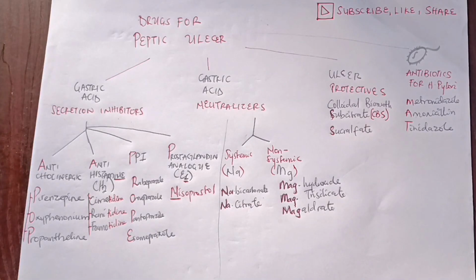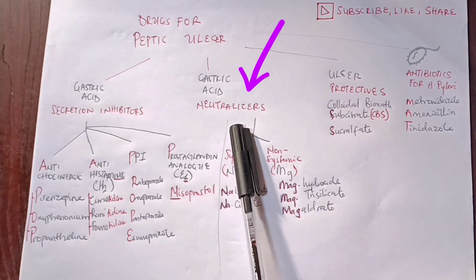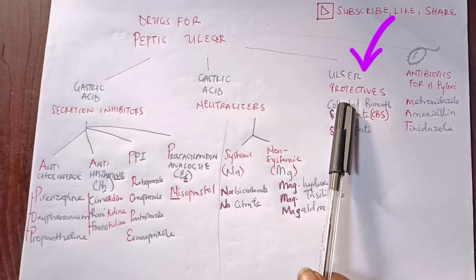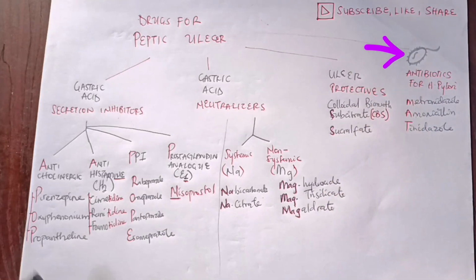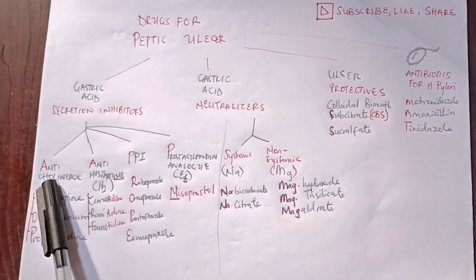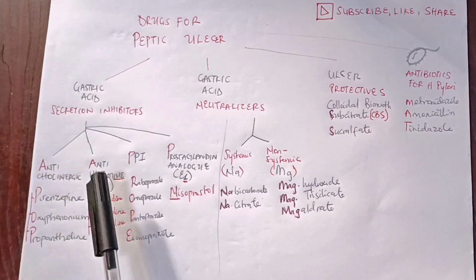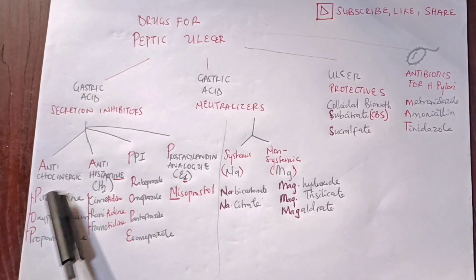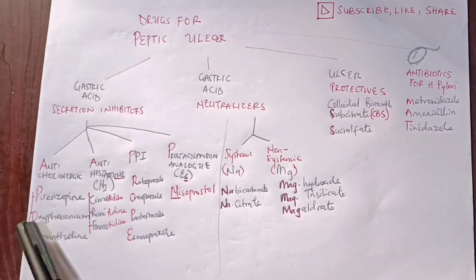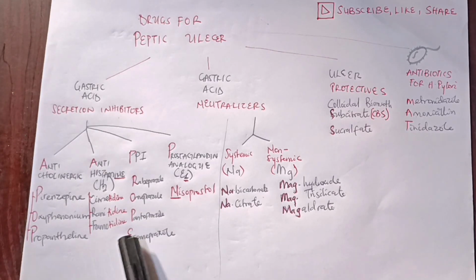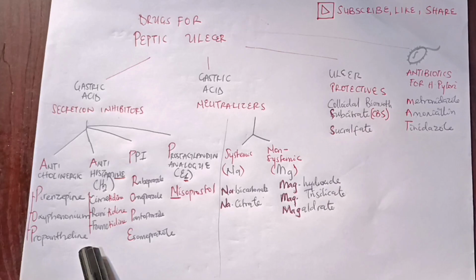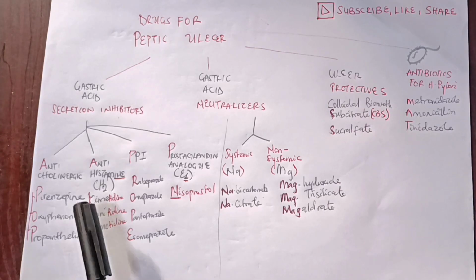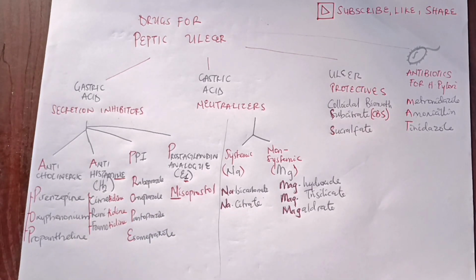We have the inhibitors that inhibit, we have the neutralizers that neutralize, and we have the what? Protectives, and also for the what? Bacteria. And for the inhibitors, we say we have anticholinergic, that's the AP, anticholinergic, antihistamine, PPIs, and prostaglandin analog. So for the anticholinergic, we say we have POP, pirenzepine, oxyphenonium, and propantheline. For the antihistamine, we have CFR or CRF. Okay, and we have the ones that end with dine, cimetidine, ranitidine, famotidine, because of histamine.